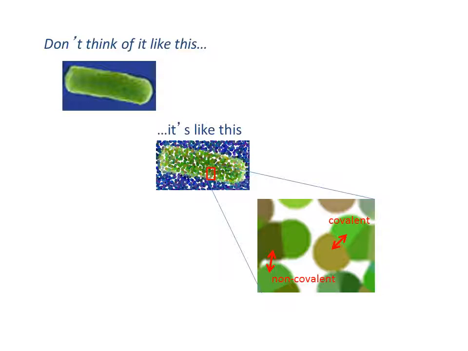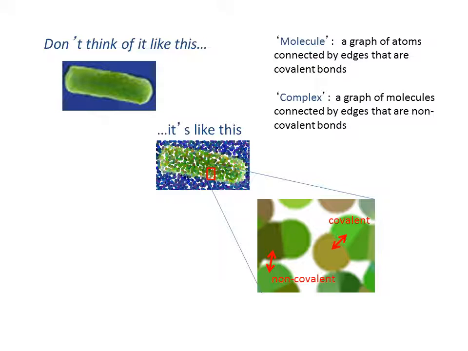Those interactions come in two flavors in biology, covalent and non-covalent. The covalent type are really strong, and those are the ones that are made and broken during organic chemical reactions. The non-covalent ones are things like hydrogen bonds with much lower energies. In either case, you can describe graphs that capture the structure of aggregate particles within the cell. When we speak of the graph that results from covalent bonds between atoms, we call that a molecule. When we speak of the graph resulting from non-covalent interactions between molecules, we call that a complex.